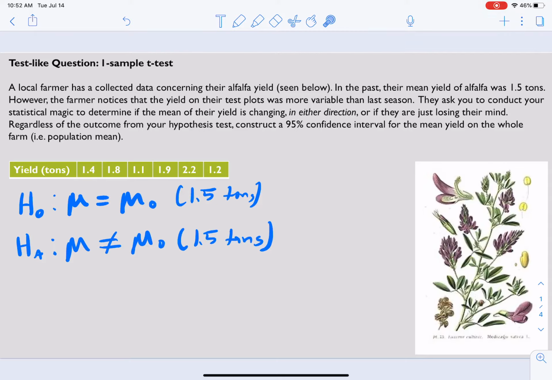Oh, you know what? Let's write out our alpha. Well, before that, our confidence level is 0.95. We know that because it's said right up here, the 95% confidence interval. That means the level is 0.95, and that means our alpha for alfalfa is 0.05. Cool. Okay, sweet. So let me get situated here.